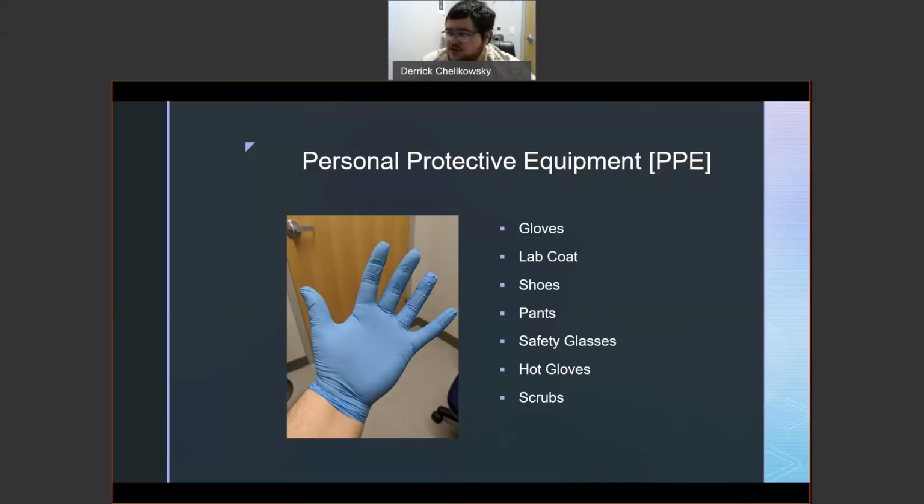You do want to have closed-toed shoes. If you do not have closed-toed shoes, you would not be allowed in the lab. Safety glasses, if necessary. I have a set right up here. Let me pull them down. Nice set. These go over my actual glasses, like so.